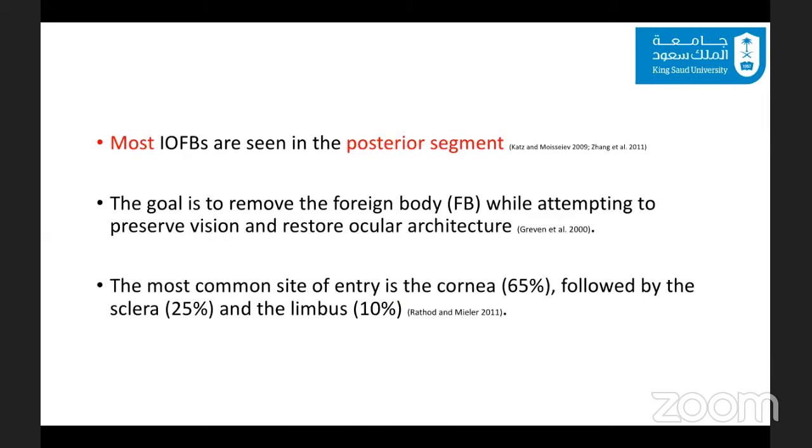Most intraocular foreign bodies seen are usually in the posterior segment. So most likely they will end up in your clinic or be referred to you by the consultant or the attending who did the primary repair. The goal is to remove the foreign body, restoring the ocular architecture while preserving the vision. The most common sites of entry for posterior segment intraocular foreign bodies are usually the cornea, followed by the sclera and the limbus.